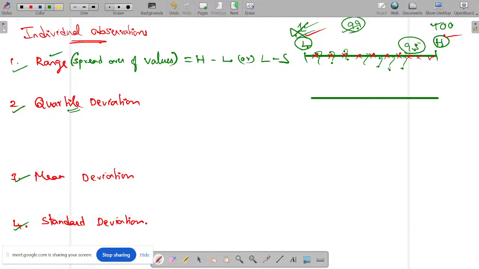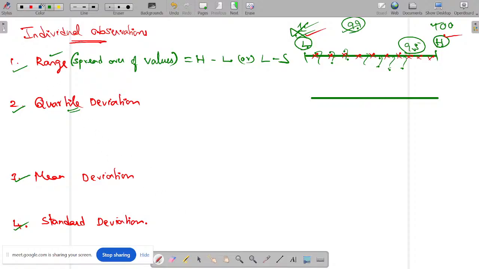What happens is when you take the highest and the smallest value, all other in-between values are not given importance. Actually, that's a limitation for deviations. Not only for measures of dispersion, even for measures of averages, that's a limitation. To rule out this limitation, we are going for quartile deviation.